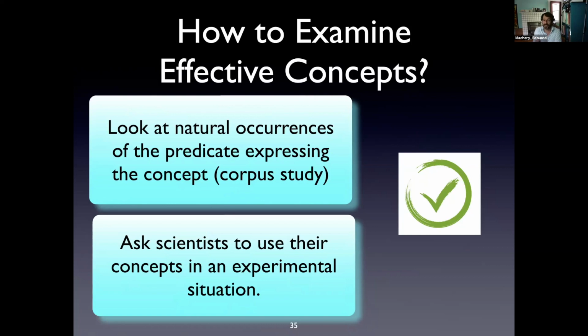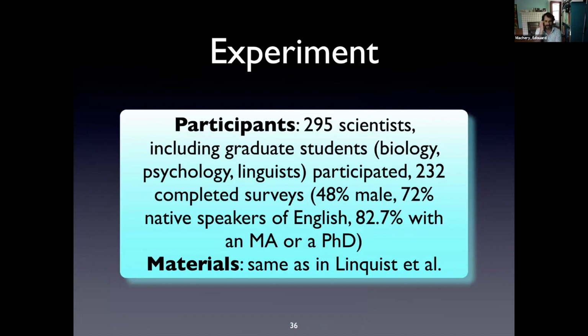Alternatively, you can ask scientists to use the concepts in an experimental situation, right? So instead of priming them to think about what they're doing, you're just priming them to use the concept experimentally. And that's what we've done in this study I'm going to be describing in a minute. So we followed the two options. Our participants were nearly 300 scientists coming from 3 disciplines, biology, psychology, and linguistics, well balanced in terms of gender. Most of them were English. They were presented with vignettes that are very similar to the one you've read earlier when I talked about the Griffiths et al. 2008 paper.